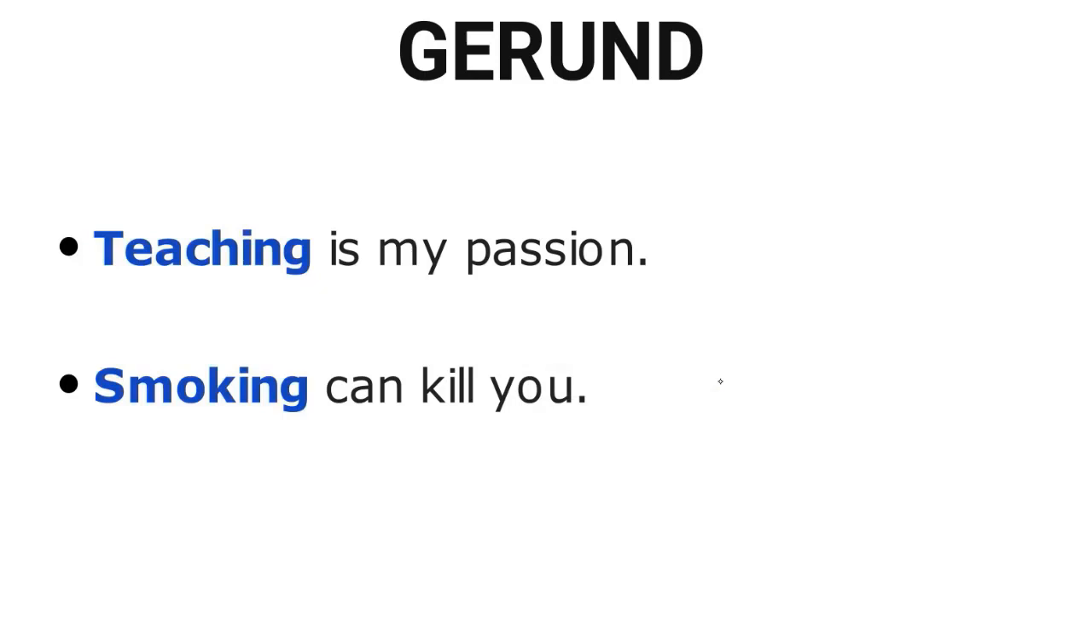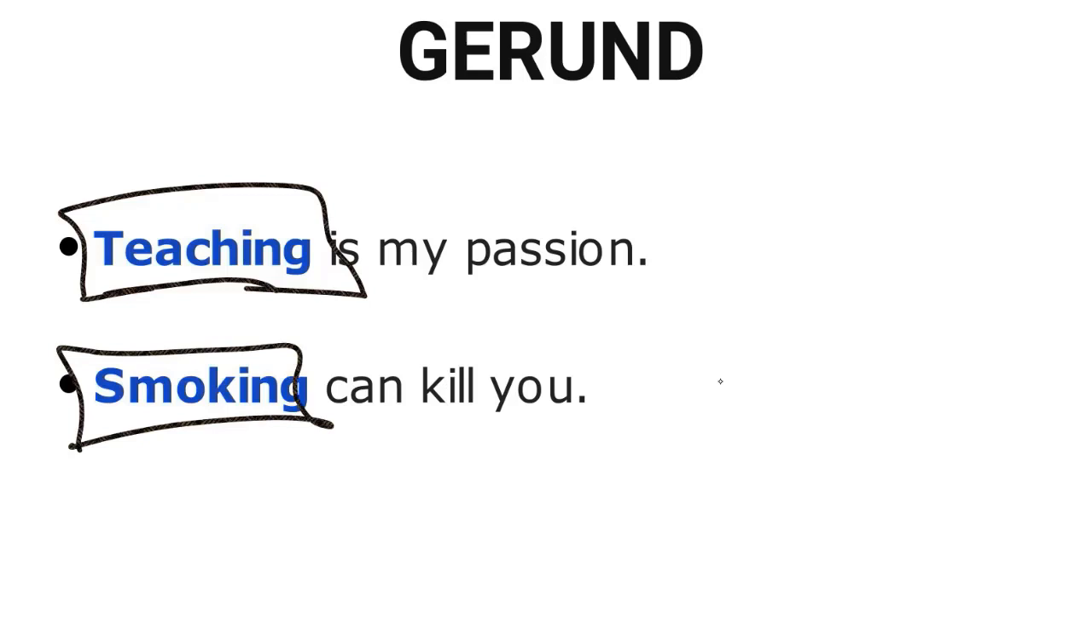A gerund. Yes, a gerund can also function as a subject. Now, what is a gerund? It is an ing form of a verb, a progressive form of a verb that functions as a noun. So if it's a noun, obviously it can function as the subject. Examples: teaching is my passion. What is my passion, you ask? Get the answer: teaching, functioning as the subject of this sentence. What can kill you? Smoking. Nobody's smoking. Nobody's teaching. Understand this. These two progressive forms of verbs are functioning as the subject. Smoking can kill you. Smoking regularly can kill you.